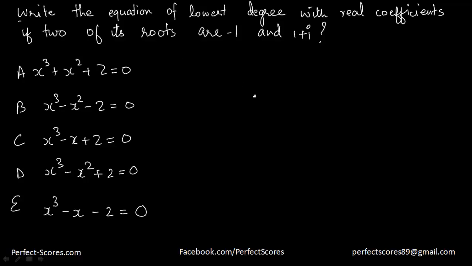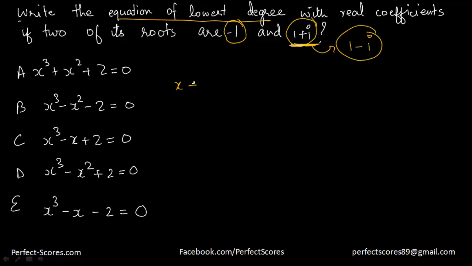As you know, if one of the roots is 1 plus i, the next root is going to be equal to 1 minus i. And since I have to write the equation of lowest degree, the equation has 3 roots. If -1 is a root, that means x plus 1 is a factor of that equation. If 1 plus i is a root, then x minus 1 minus i is a factor, and if 1 minus i is a root, then x minus 1 plus i is a factor.